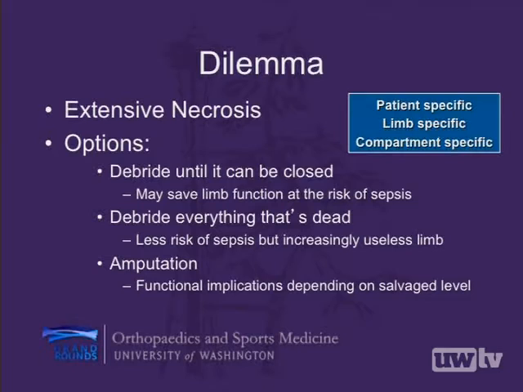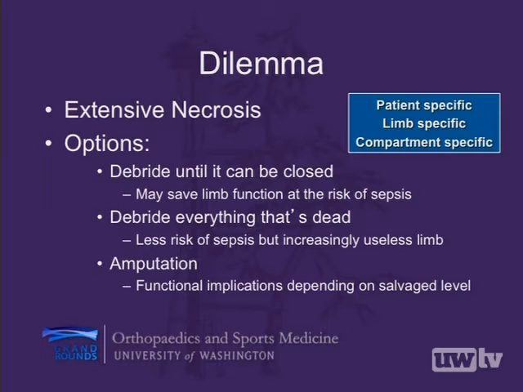You can debride the compartment until it can be closed primarily, which may save limb function but is at the risk of wound sepsis. You can debride everything that's dead, which of course gives you less risk of sepsis, but an increasingly useless limb will ensue, or an amputation, which of course has functional implications depending on the salvage level. There's no question that this is dependent on the patient, the limb, and the compartments that are involved.